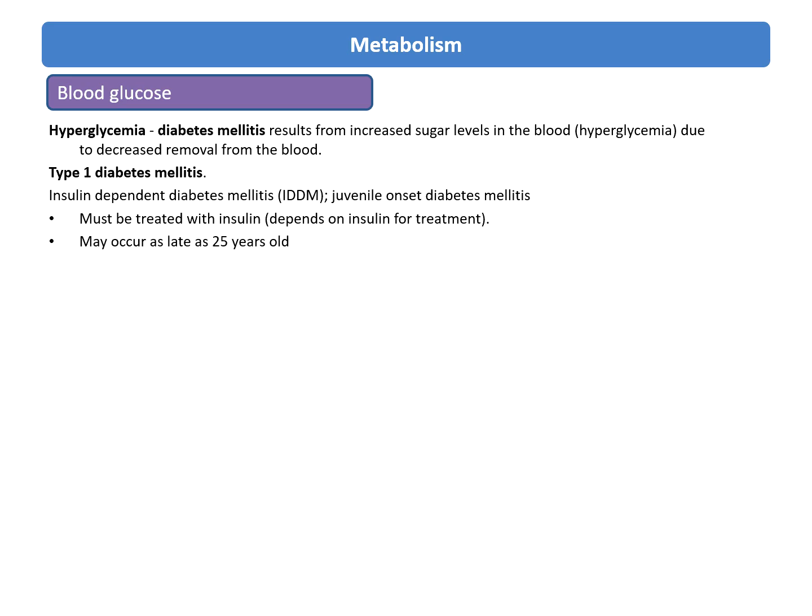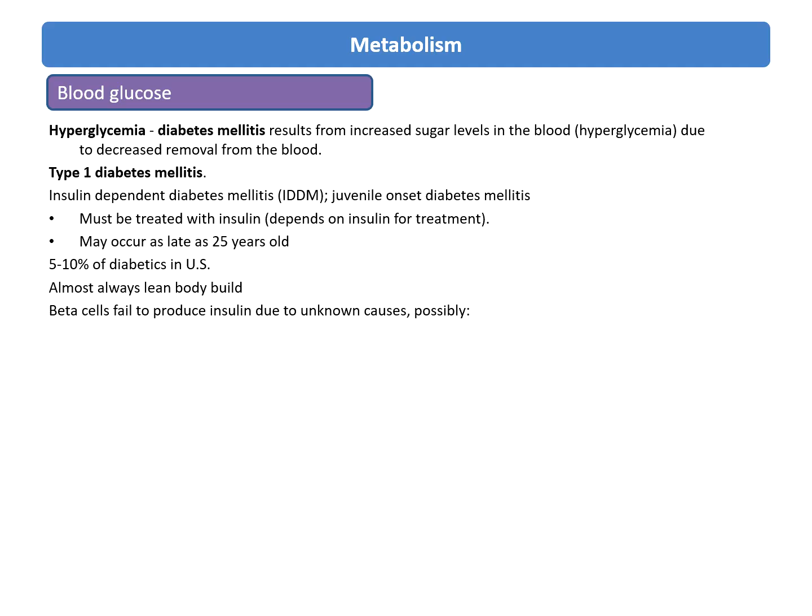It may occur as late as 25 years of age. 5 to 10% of the diabetics in the U.S. have this form of diabetes. It's almost always found among people with a lean body build. Beta cells fail to produce insulin. This is due to unknown causes, possibly an autoimmune disease.